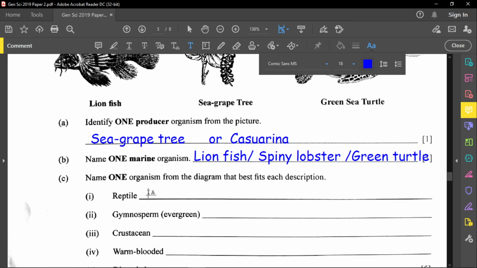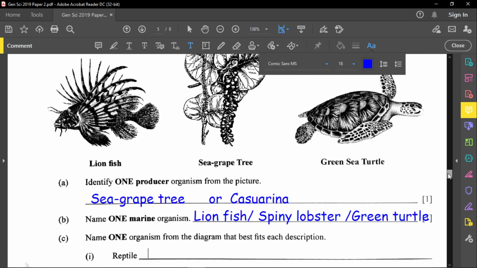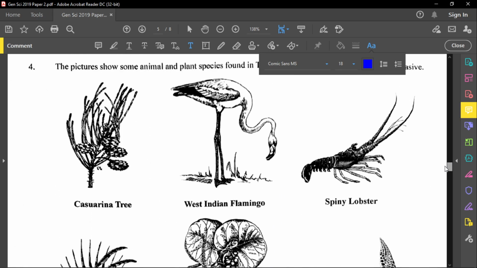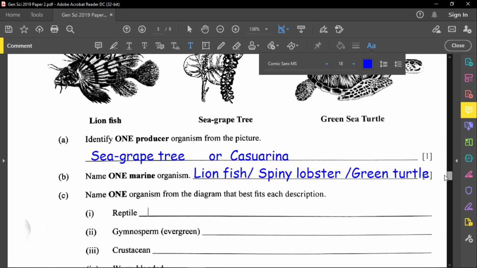For part C, it's name one organism from the diagram that best fits each description. And so reptile. A reptile from this group will be the sea turtle, right? So the turtle is the only reptile shown. So here's a green sea turtle. All right, great.